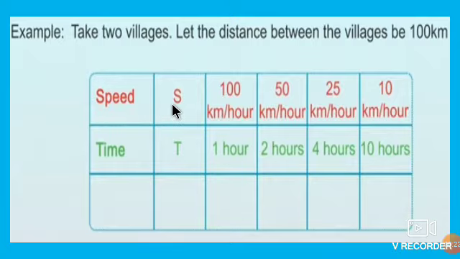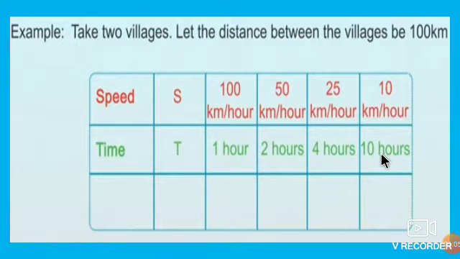Here S is the variable for the speed and T is the variable for the time. If we travel at 100 kilometers per hour, the time required is 1 hour. If we travel at 50 kilometers per hour, the time required is 2 hours. If we travel at 25 kilometers per hour, the time required is 4 hours. And if the speed is 10 kilometers per hour, the time required is 10 hours.